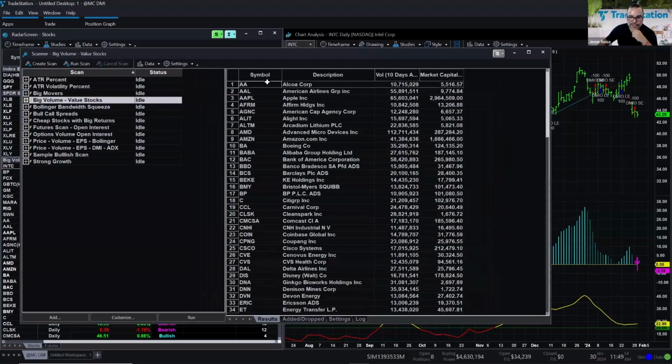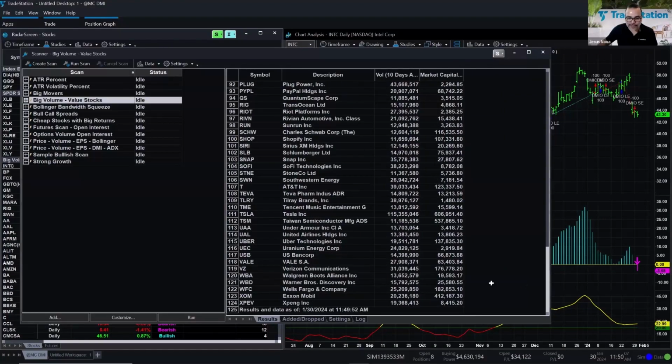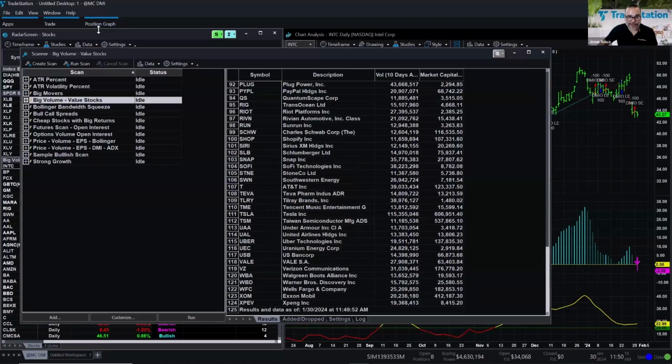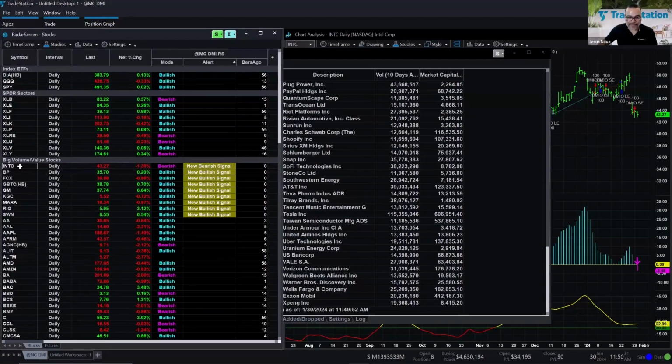It looks for the stocks. It finds them. Notice how the volume here is greater than 10 million and the market cap is greater than 1,000. And what I do is I click on the very first one just to highlight it. I scroll all the way down. There are 124 different symbols. I hold the shift key and then click on the last one. This highlights the whole column of symbols. I right click, copy, and then I go to my RadarScreen and I paste them right in here.